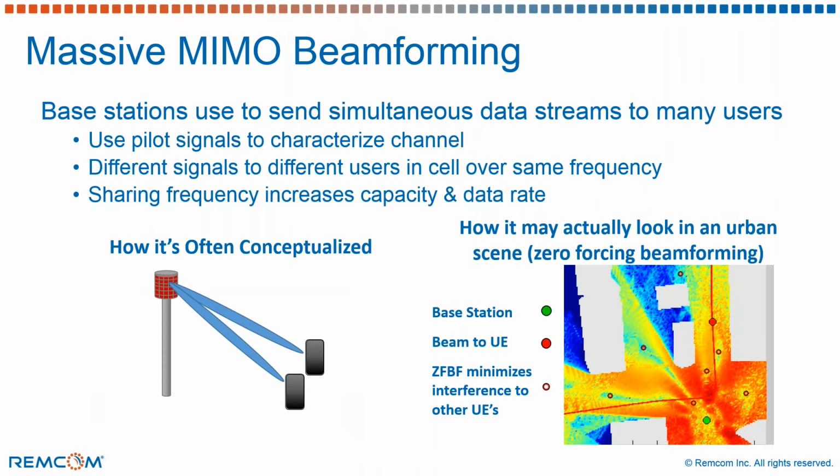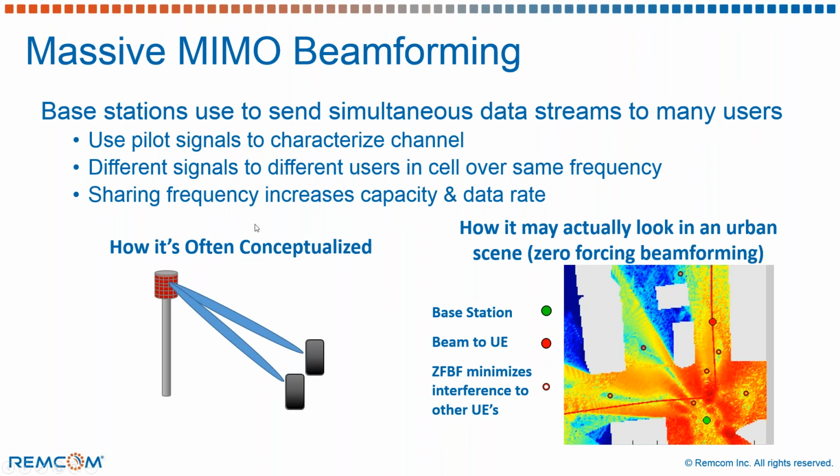So massive MIMO beamforming uses a large number of transmitting antennas to send focused beams toward individual users. This allows a base station to send simultaneous data streams to many users within the same small cell, within the same frequency band at the same time. To do this, the base station receives pilot signals from each of the devices in the scene and uses those to characterize the channel between the base station and the devices. It then sends different signals to different users over the same frequency by forming individual beams to each of the users. This shared frequency increases the capacity and the data rate overall.